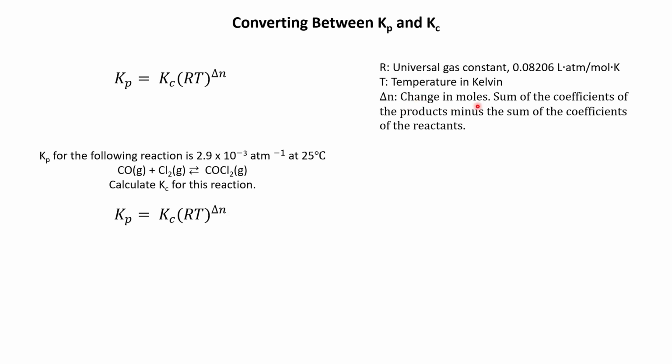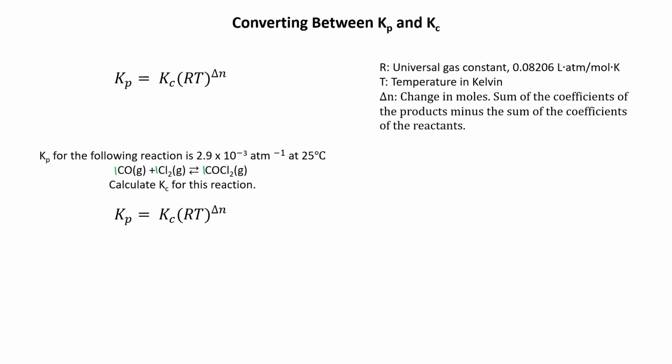So remember, your change in moles is the sum of the coefficients of the products minus the sum of the coefficients of the reactants. Well, what are my coefficients for my products and my reactants so I know what to subtract? Remember, I have ones in front of all of my species here. This is a 1 to 1 to 1 ratio. And I just need to sum these coefficients.